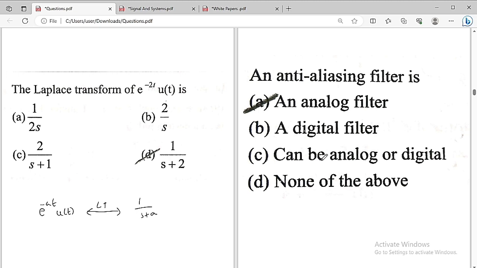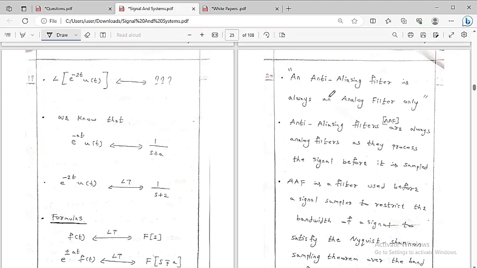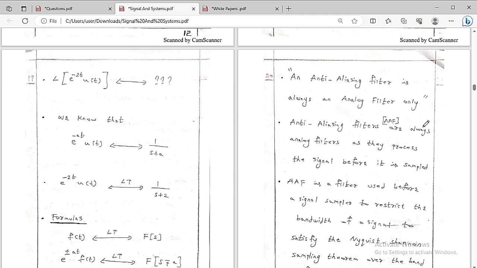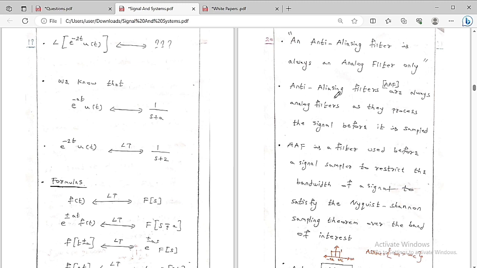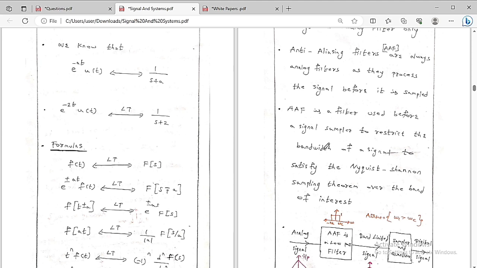So why is it like this? Now we will discuss. An anti-aliasing filter is always an analog filter only, which means it is always an analog filter but not a digital filter. The anti-aliasing filter, also called AAF, is always an analog filter as it processes the signal before it is sampled. It is a filter used before a signal sampler to restrict the bandwidth of a signal to satisfy the Nyquist-Shannon sampling theorem over the band of interest.